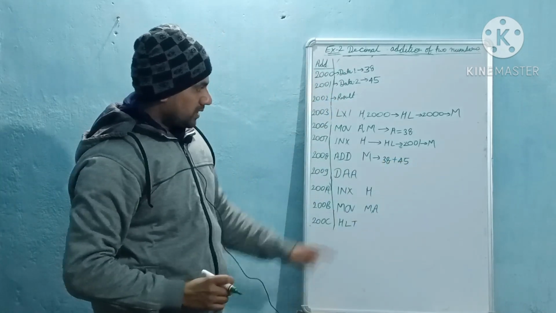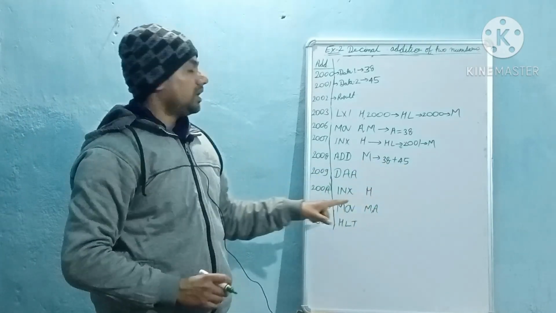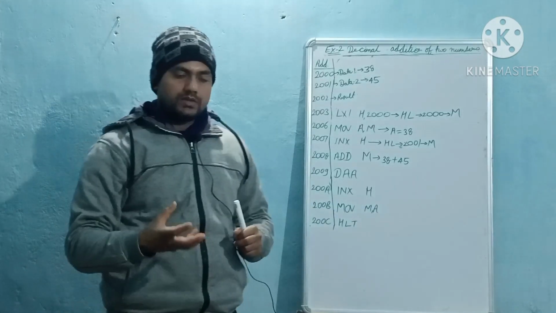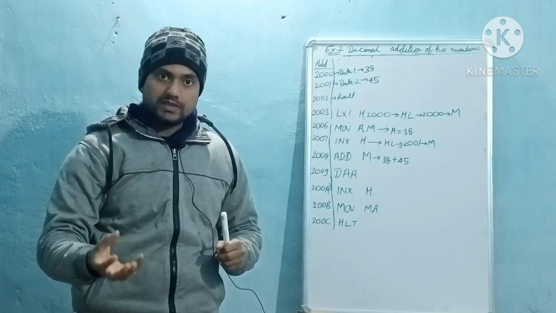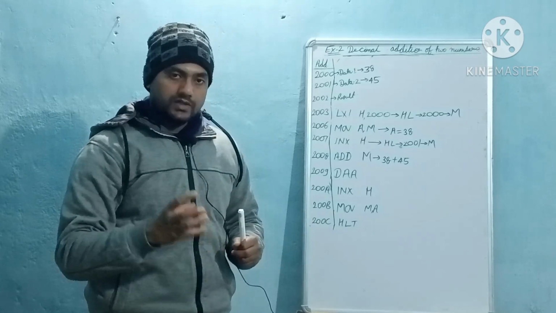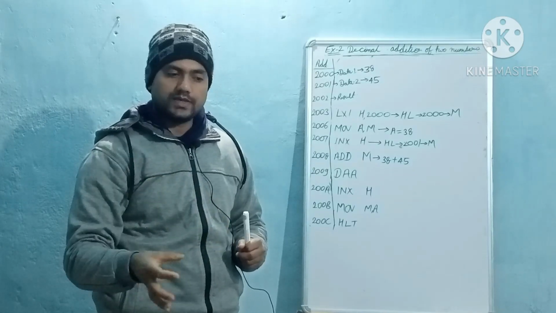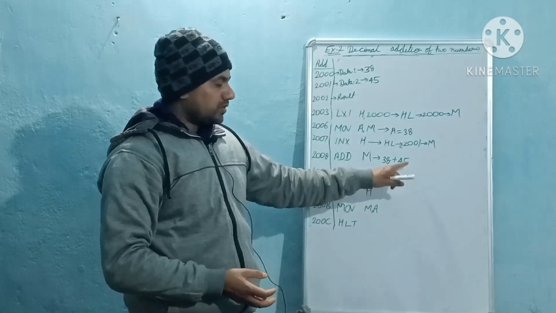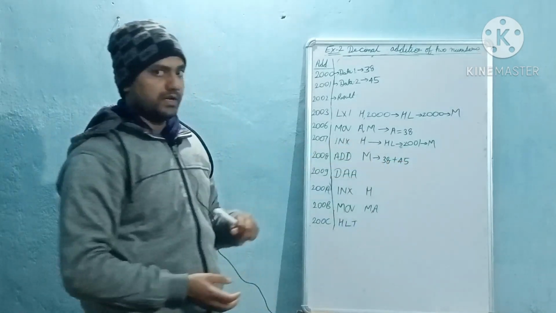Now you have to keep in mind that 38 and 45 are both hexadecimal, because whatever numbers or codes we enter in the 8085 are in hexadecimal. The microprocessor understands them as hexadecimal and processes accordingly, whether it is addition, subtraction, or multiplication. So for addition, we cannot directly write 38 plus 45 equals 83.